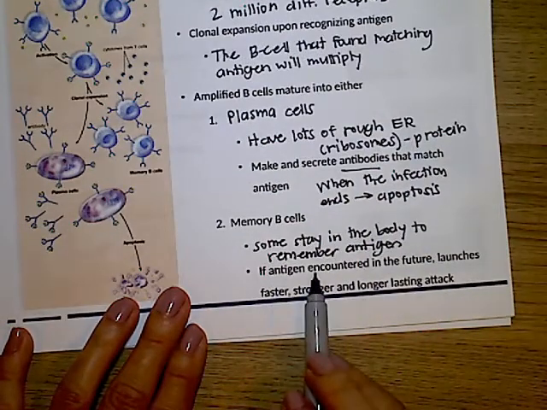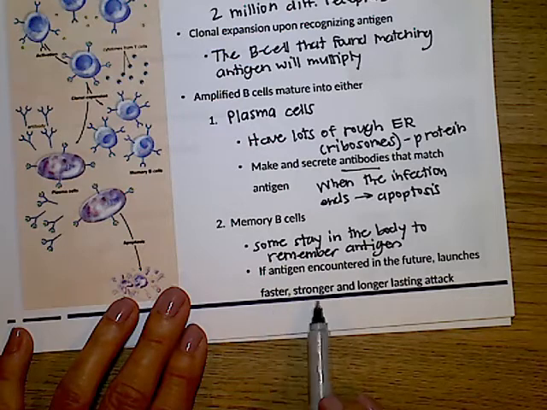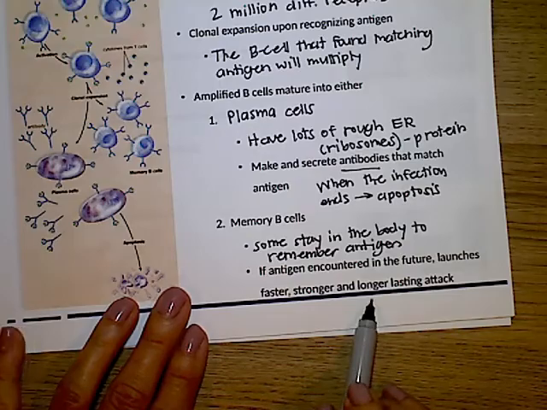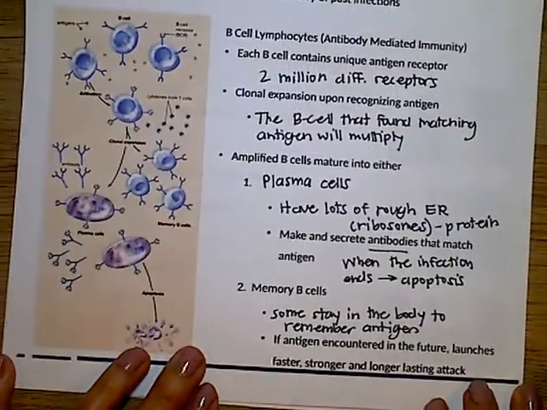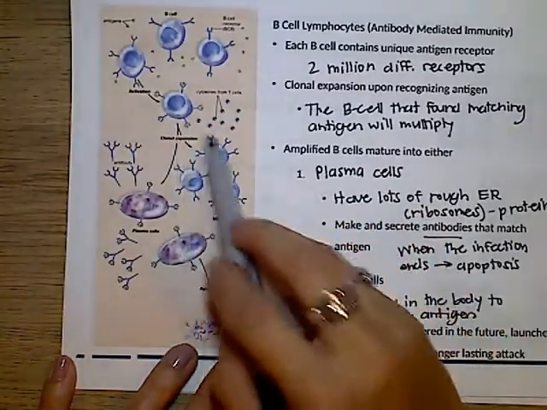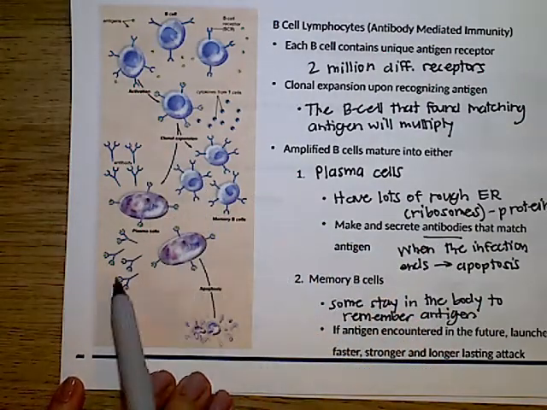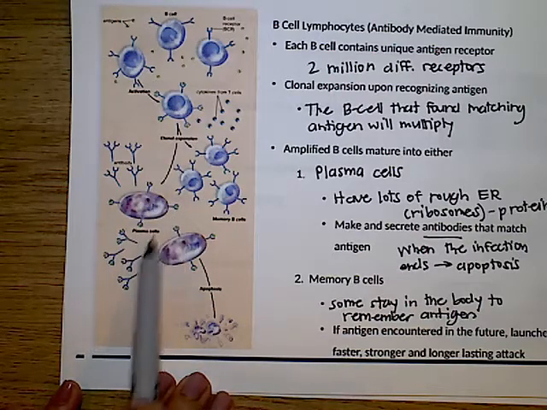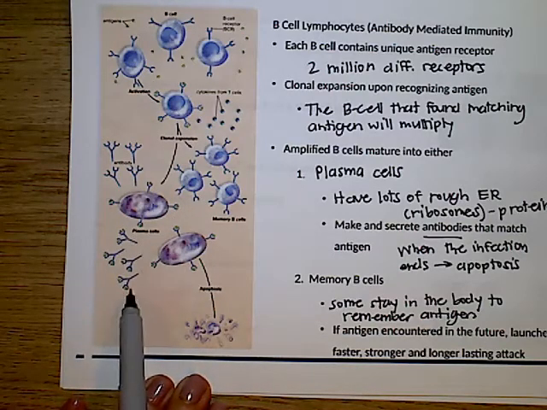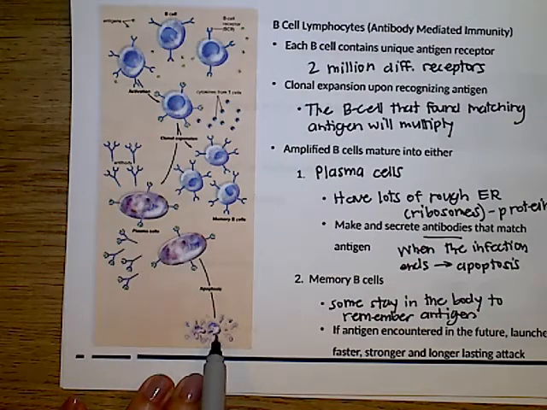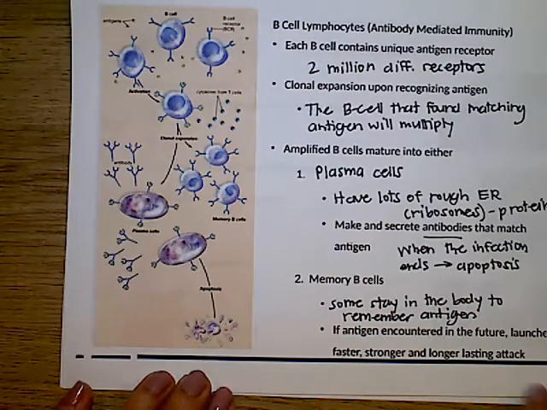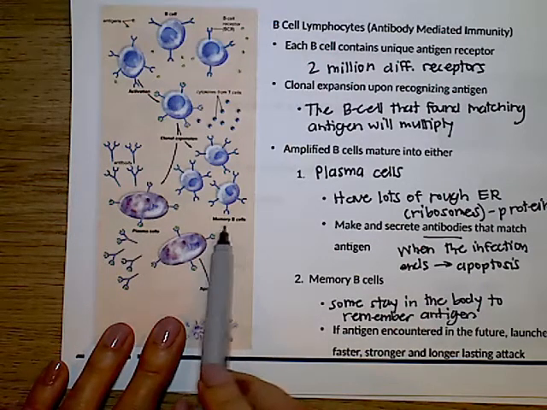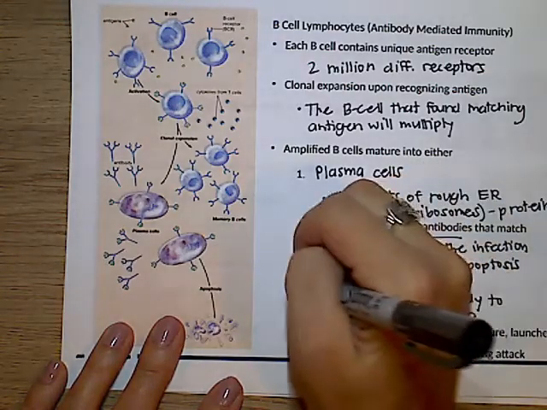That way, if the antigen is encountered in the future, it will launch a faster, stronger, longer lasting attack. Because it remembers, it's ready, it's specific. So over here, along with the clonal expansion, we are getting those plasma cells, which will secrete these antibodies here that match the antigen. And then when we're all done, they can go bye-bye. But the memory B cells, like their name says, they remember.